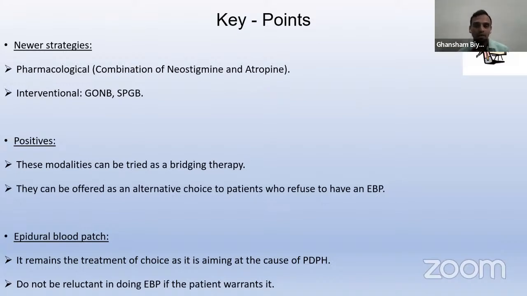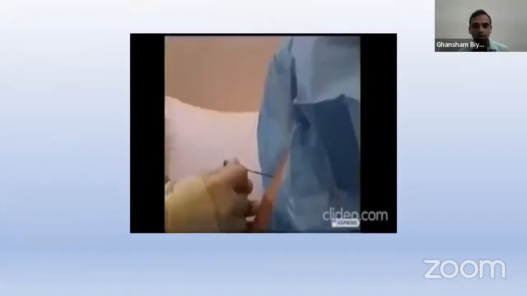And the bottom line is very, very important. Why are we reluctant in performing the epidural blood patch? It is just another epidural injection. Instead of injecting the local anesthetic, we have to inject the patient's own blood. So do not be reluctant in performing one if the patient actually warrants it.